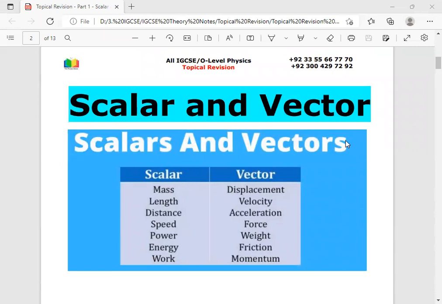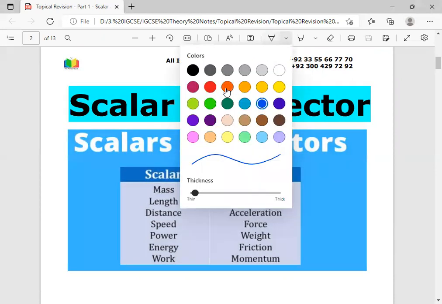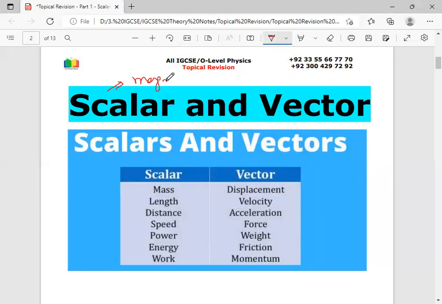The first topic is scalar and vector quantities. We know that scalar quantities are those quantities which have only magnitude, meaning only their values are required to explain them. While vector quantities are those which require magnitude as well as direction. We have to memorize this definition as well as the difference between scalar and vector quantities. Scalar quantities may be mass, length, distance, speed, power, energy, work, and vector quantities can be displacement, velocity, acceleration, force, weight, friction, momentum, etc. So let's start the MCQs.